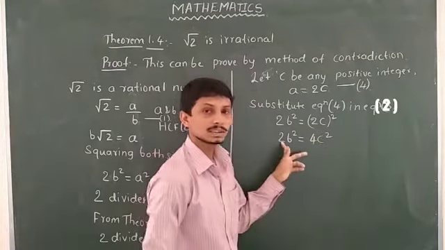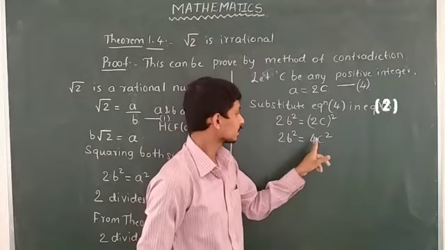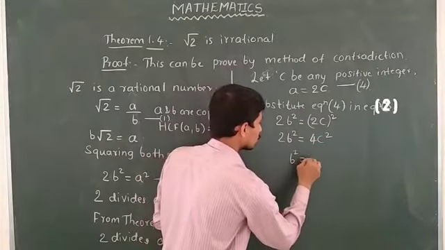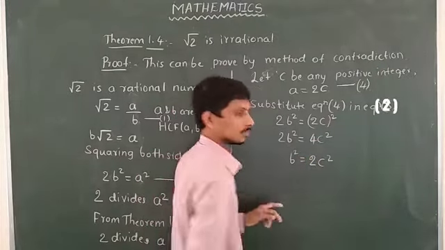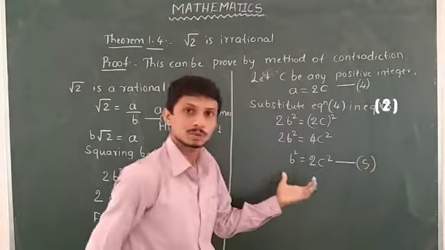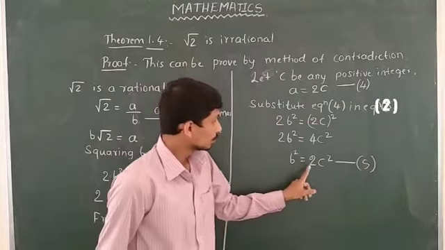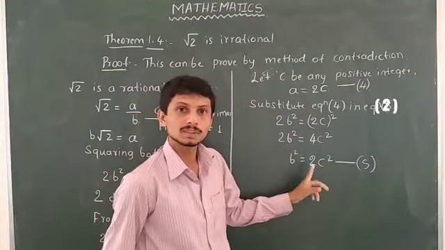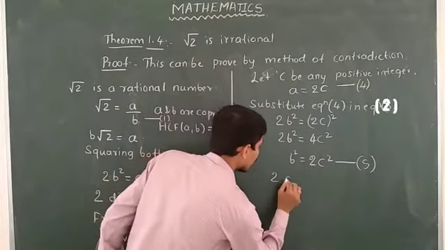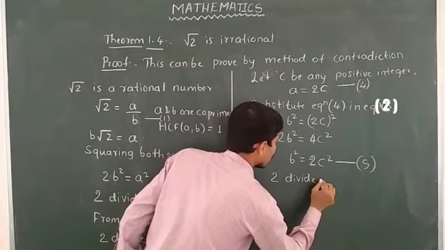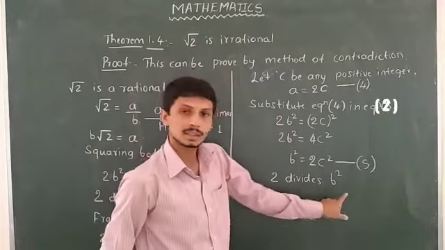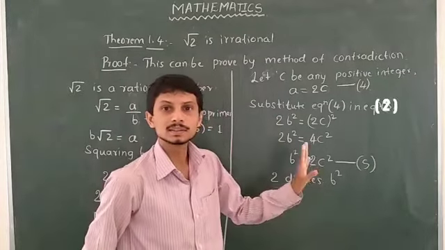Then transpose this 2 into the RHS side, it comes to the denominator: 2 into 1, 2 into 2. That means b square is equal to 2c square. So from equation 5, we come to the conclusion that 2 divides b square. That means b square is completely divisible by 2. That means 2 divides b square. From theorem 1.3, if p divides a square, then p divides a.